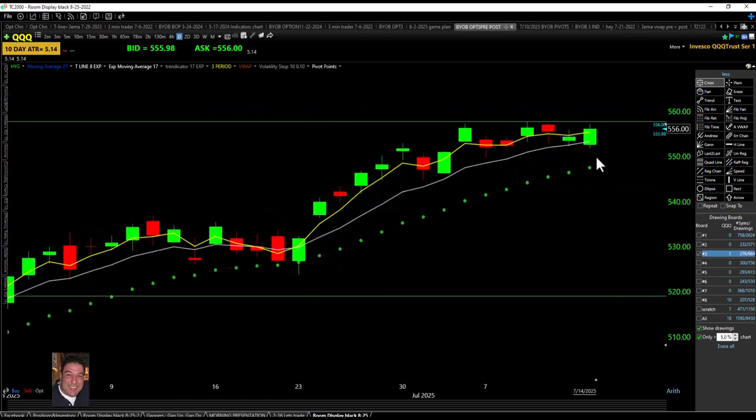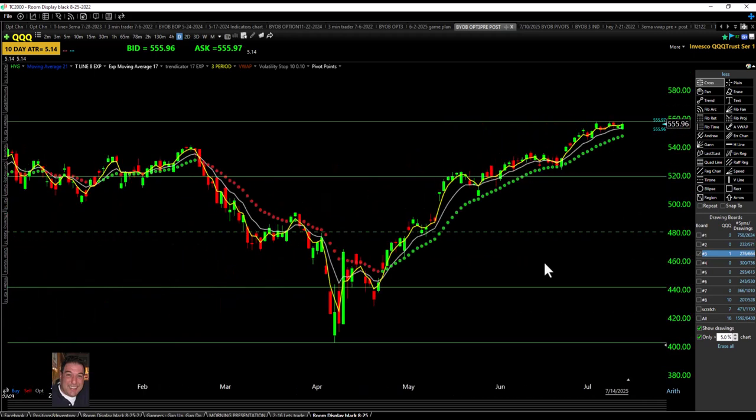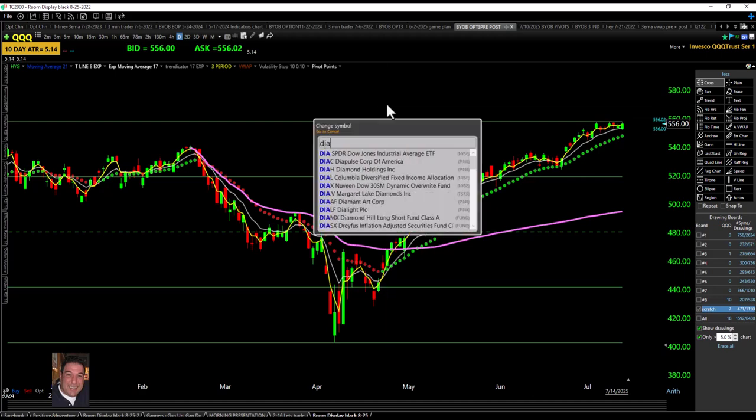QQQ, same deal. Outside day, over the trap, over the 17. Over the all-time high, prior all-time high anchored VWAP, right there, pink line. Top of quadrant 4, that's bullish. All right, let's take a look at Diamond Dow.